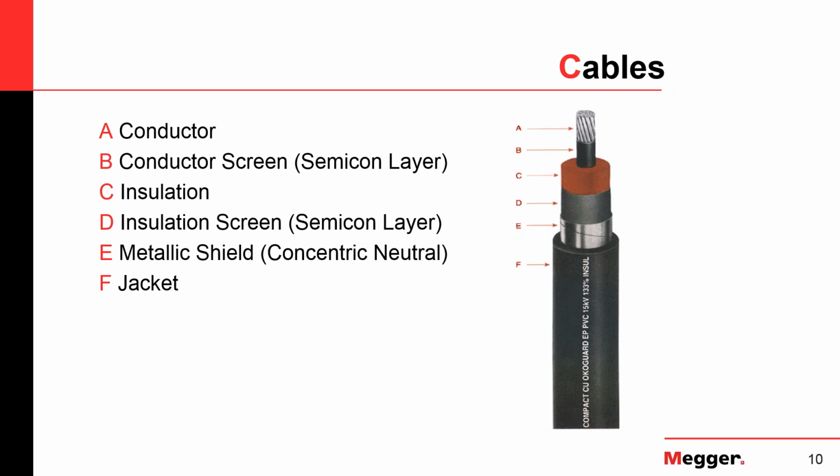Then you have the main insulation. Then you have another semicon layer around the main insulation, which should provide a smooth transition from the main insulation into the actual metallic shield or concentric neutral. Some people call it drain wires, but the metallic shield, the high voltage return, is then typically surrounded by a jacket. There is unjacketed cable, which is a particular problem, but today most of the cables installed are jacketed or should be jacketed at least.